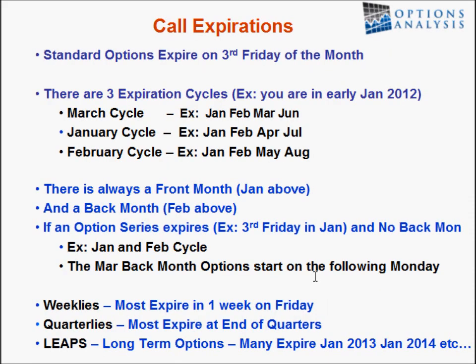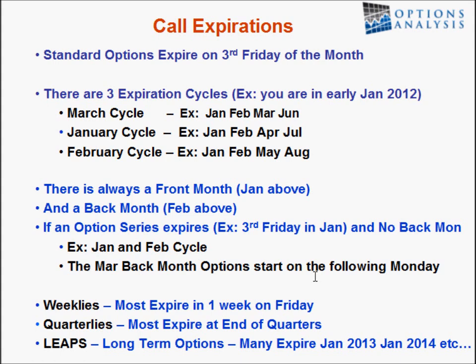When do call options expire? There's a standard. Call options expire on the third Friday of the month, at the end of that day. Understand that there are 3 expiration cycles. For example, if you are in early January, your stock could be one of these 3 cycles. If you're in the March cycle, you would see expirations at January, February, March, and June of that year. If you're in the January cycle, you would see January, February, April, and July. And the February cycle shows January, February, May, and August.